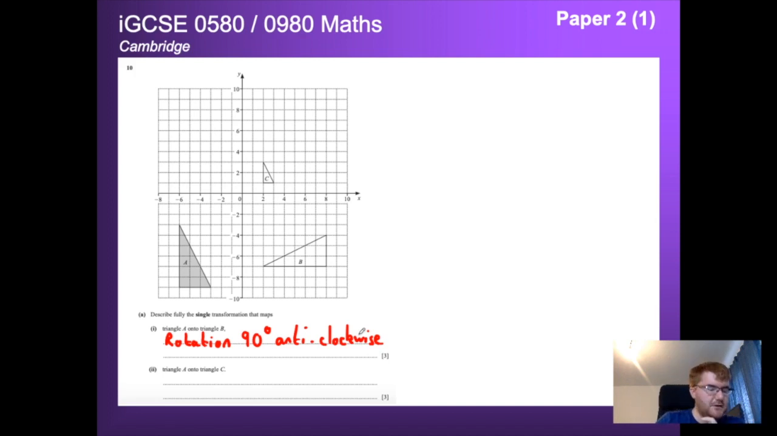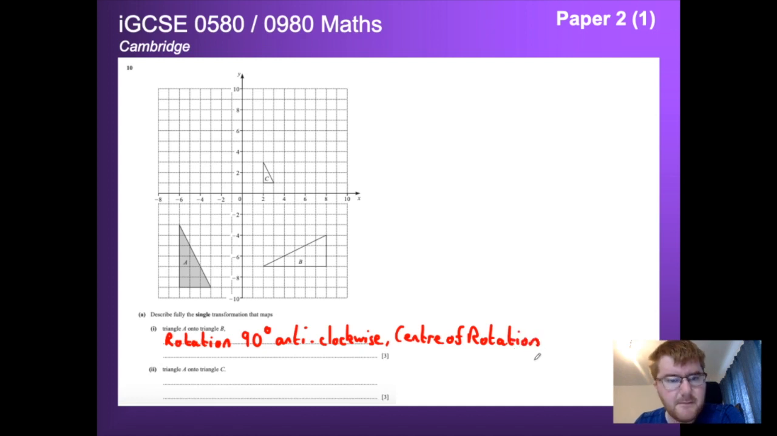But you also need to know where to rotate from as well. And this is where tracing paper comes in. So let me just write this over here because we need to work out the center of rotation. And what I would recommend to do in the exam is put tracing paper on your shape A, draw around it, and then try different points to rotate around until you get to the correct answer. Okay, so there are a couple of different ways you can approach this instead. I will try and keep this as straightforward as possible.